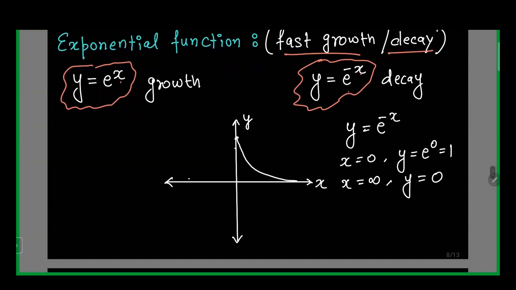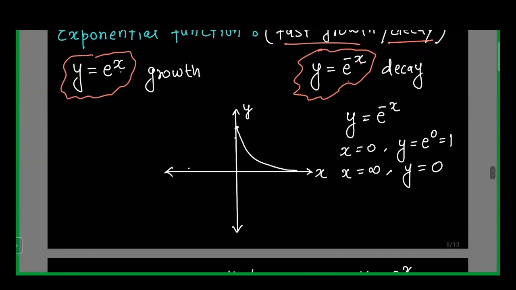So let's plot a graph for y equals e raised to minus x. First, let's plot it for minus x. So how do we plot the graph? Always start by plotting the graph by taking x equals 0.